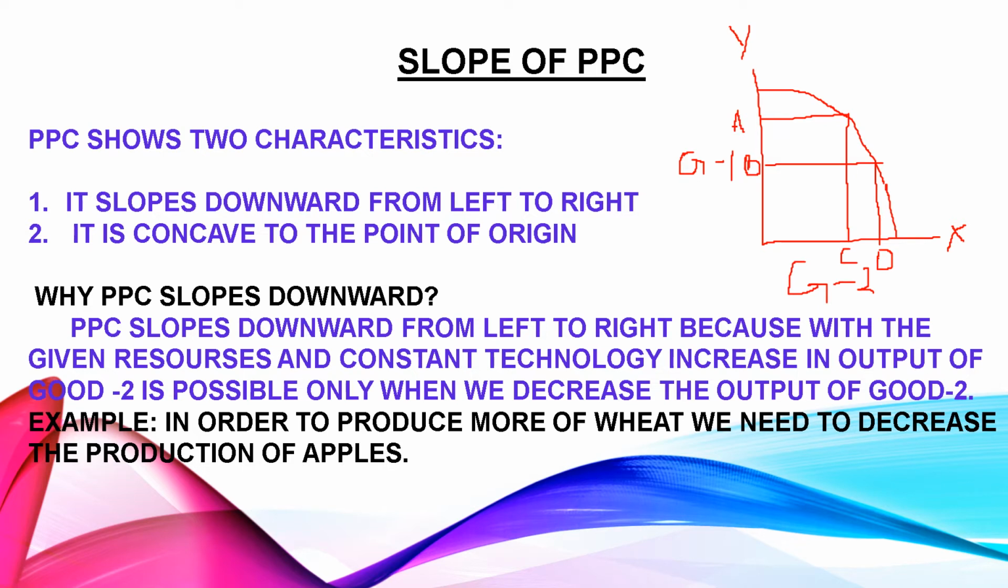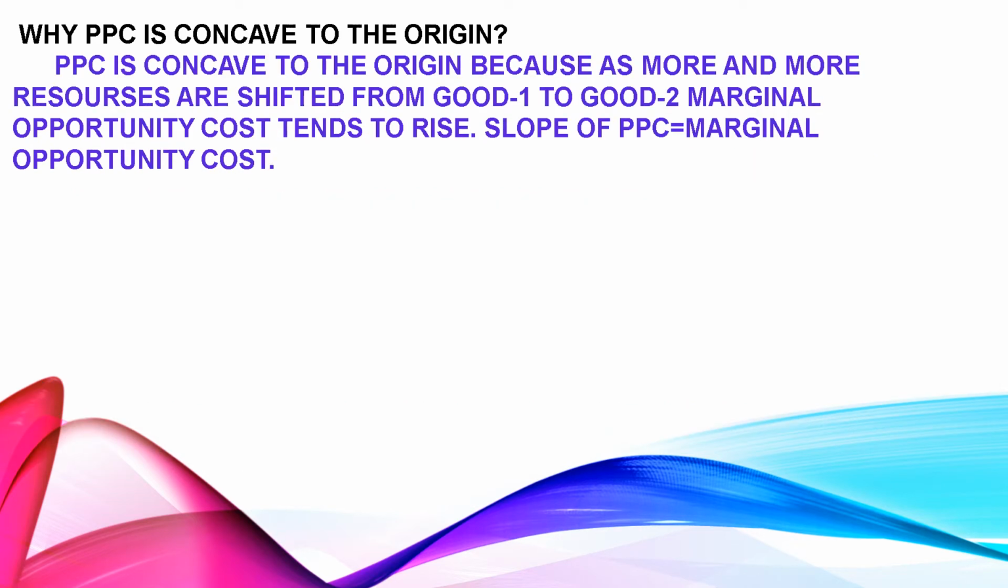Next is why PPC is concave to the origin. In the previous class, I told you that slope of PPC is equal to the marginal opportunity cost. It is the additional output of good 2 when we shift our resources from good 1 to good 2, or we can say it is the additional loss of output of good 1 when we shift our resources from good 1 to good 2.